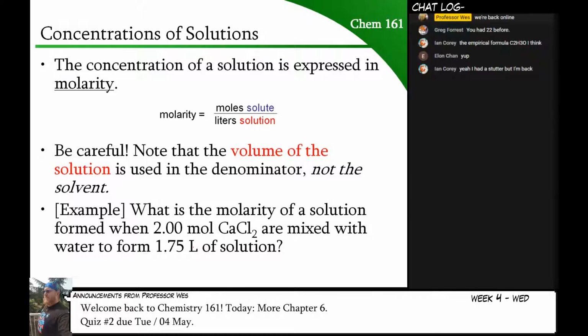So as a real simple example here, what is the molarity of a solution formed when 2 moles of calcium chloride are mixed with enough water to make 1.75 liters of solution? Notice I was very careful with how I said that. I didn't say mixed with some amount of water. I said mixed with enough water to form this much solution.